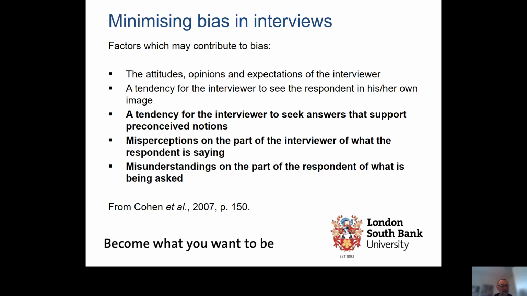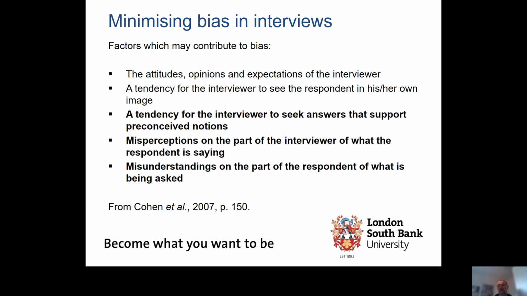More obviously, a problem with bias is where the interviewer looks for answers to support a preconceived notion. So you go into the interview having already decided what your findings are, and what you're looking for is for participants basically to agree with you. You're looking for responses that back up the conclusions that you want to make. And that's not what research is about. Research is about challenging your own perceptions and gathering data which genuinely answer research questions.